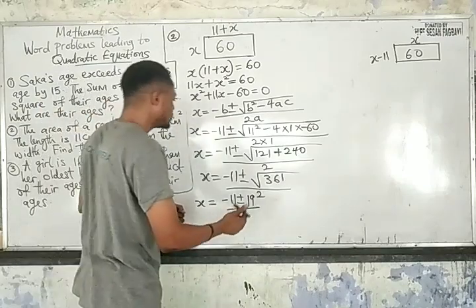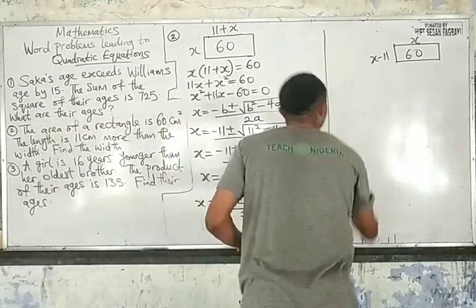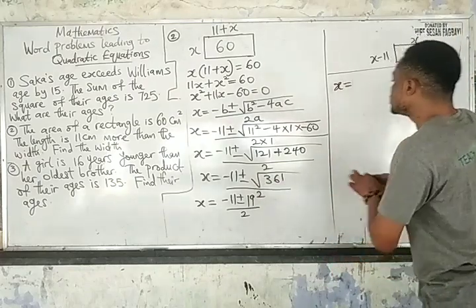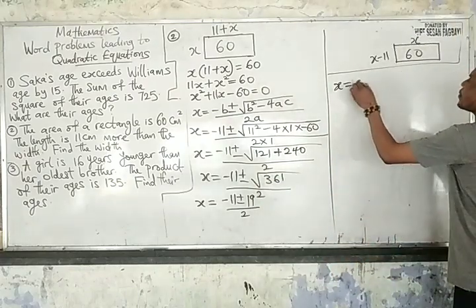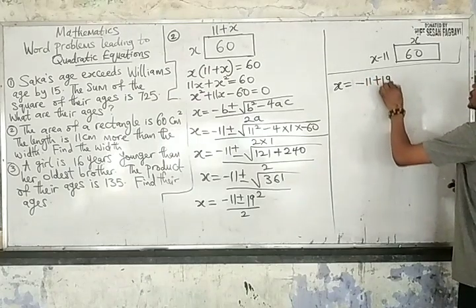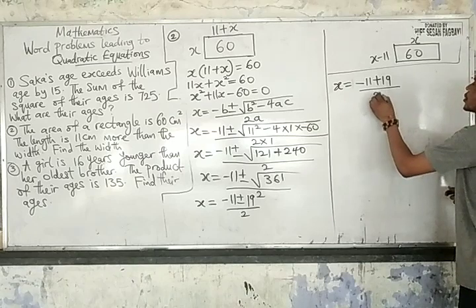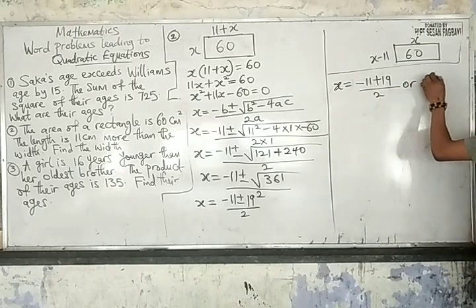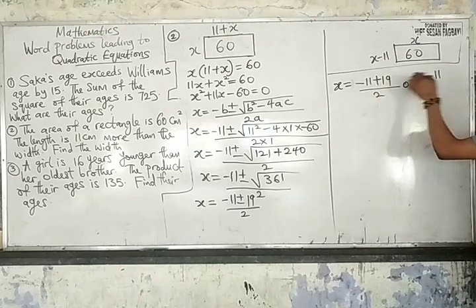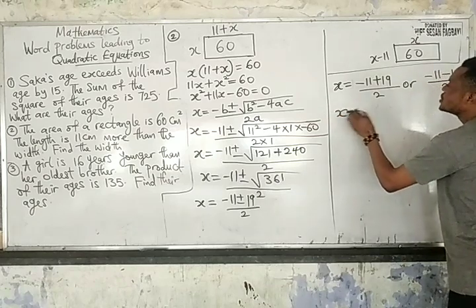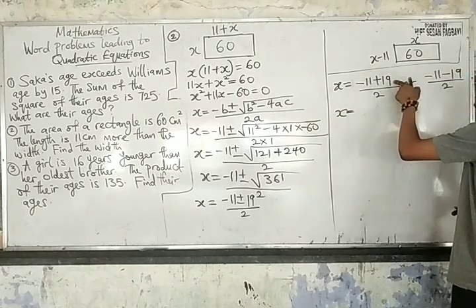Now we can share. So upon sharing, x is going to be equal to minus 11, we start with the plus, then plus 19, everything divided by 2, or the x is going to be equal to minus 11, we are not using plus now, we are using minus, minus 19, everything divided by 2. So x will result to minus 11 plus 19.